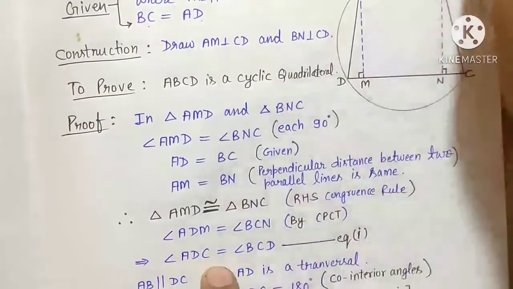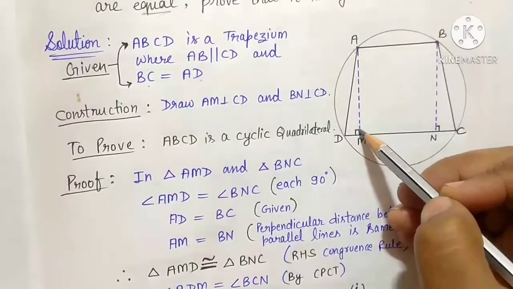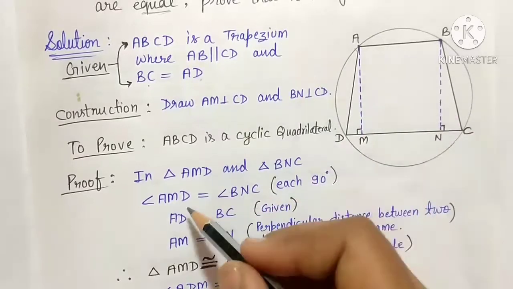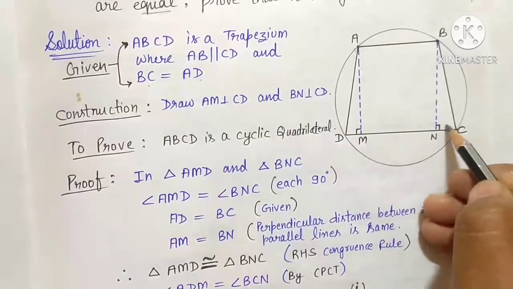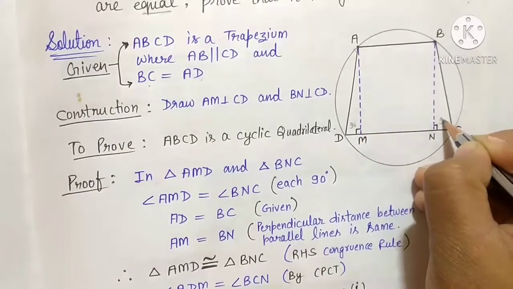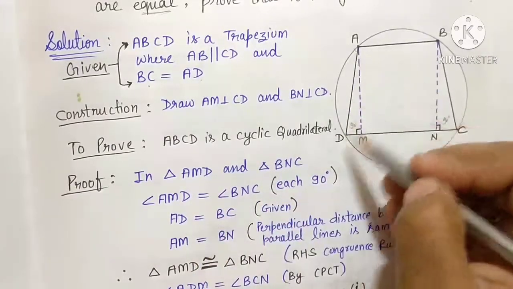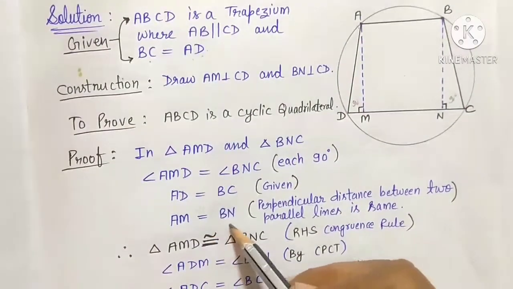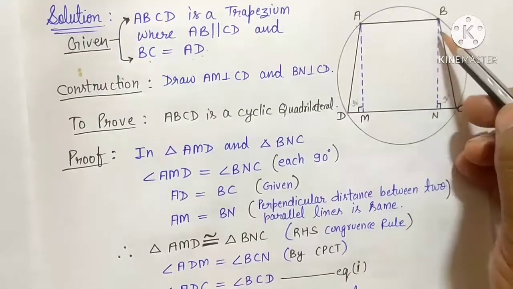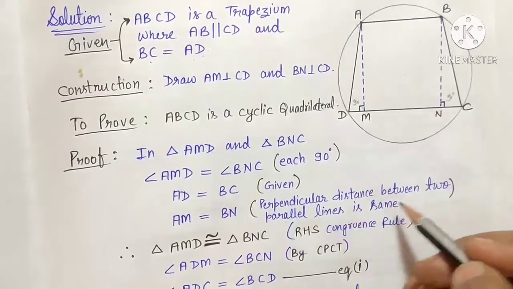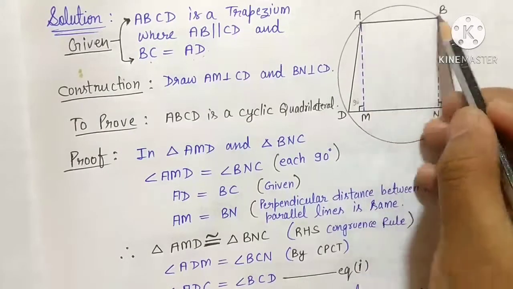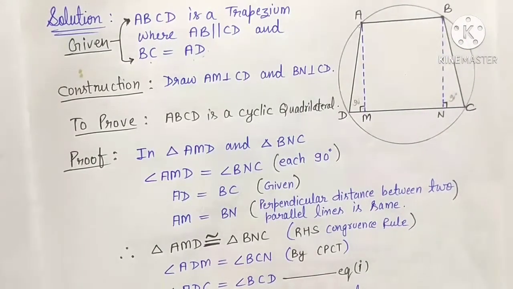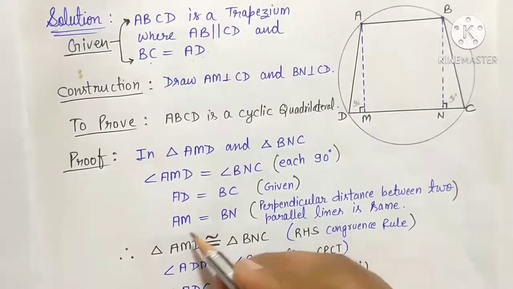In triangle AMD and triangle BNC, angle AMD is 90 degrees and angle BNC is also 90 degrees, just from the construction. So angle AMD equals angle BNC, each 90 degrees. And AD equals BC, which was already given in the question. And lastly AM equals BN, this perpendicular equals this perpendicular. Why? Because the perpendicular distance between two parallel lines is equal, and we know AB is parallel to DC. It is a rule.